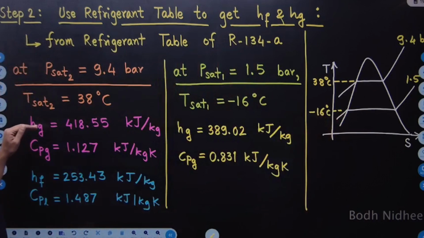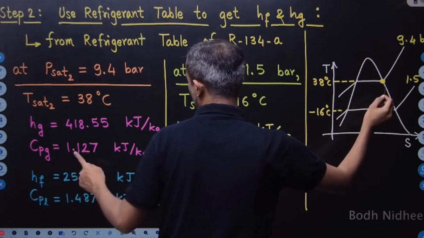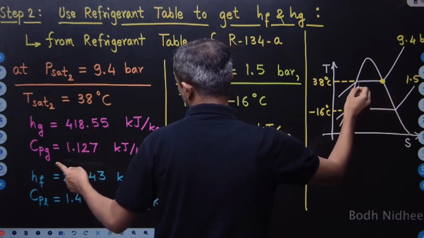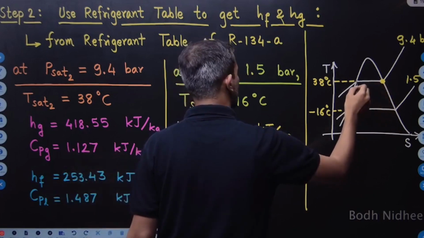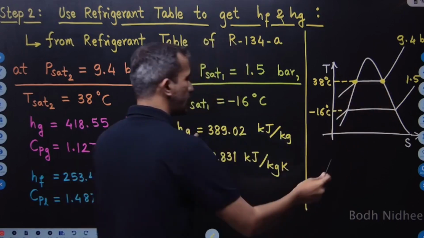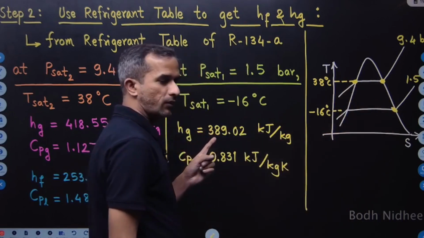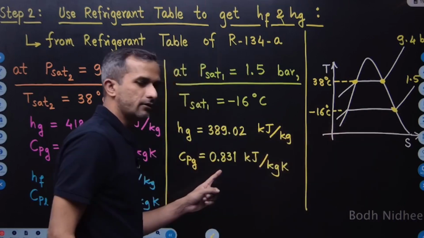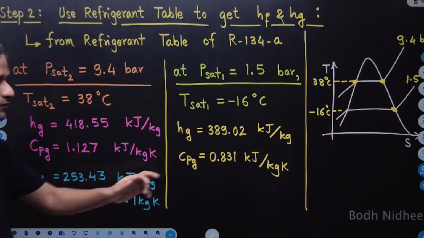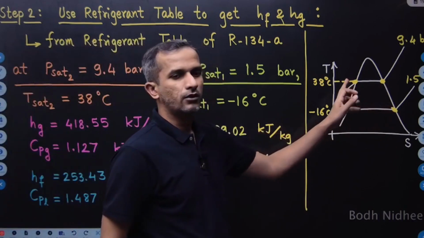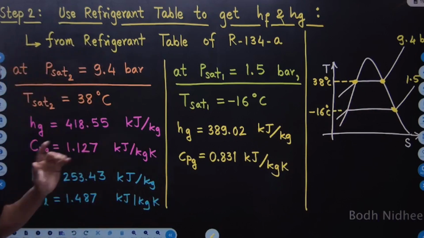Then we found out Hg. For Psat2, how much is the Hg? The Hg value comes to be 418. What is CPG at this point? CPG, then Hf is 253. Similarly, we find out Hg at the lower pressure, which comes to be 389, and CPG at that point is 0.831. So this data we have obtained from the refrigerant table, because these 3 points are important: 1, 2 and 3. So we have obtained all the data from the refrigerant table for those particular pressures.